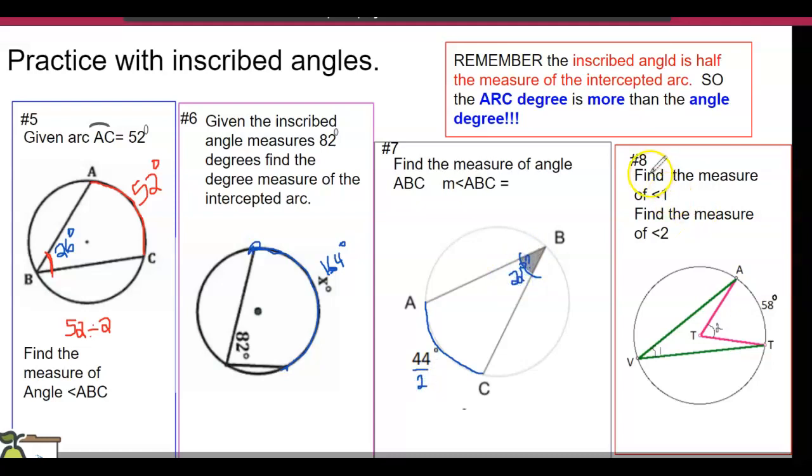Try number 8. It says find the measure of angle 1, which is this one here, the inscribed angle. Find the measure of angle 2. Angle 2 is the central angle. So remember, the central angle is the same, and the inscribed angle is half, right? Smaller.